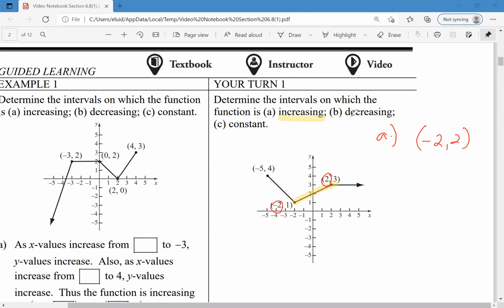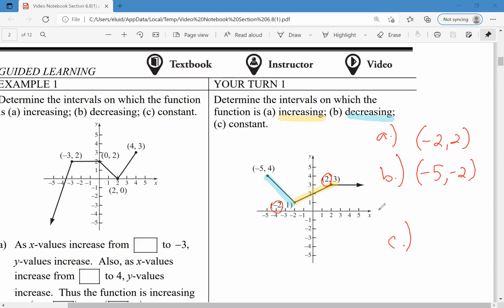For decreasing, where is the graph going down? Looks like right here. Now notice there's no arrow on the left side for this one, so it definitely has a stopping point. We're not going to use -infinity for our answer here. The graph starts with this x coordinate of -5. There's a point there, no arrow. That's a definite boundary. So we'll start with the -5 and then we'll end with the -2. So that's the interval on which the graph is sloping down from left to right. So for part B, we'll answer with (-5, -2).